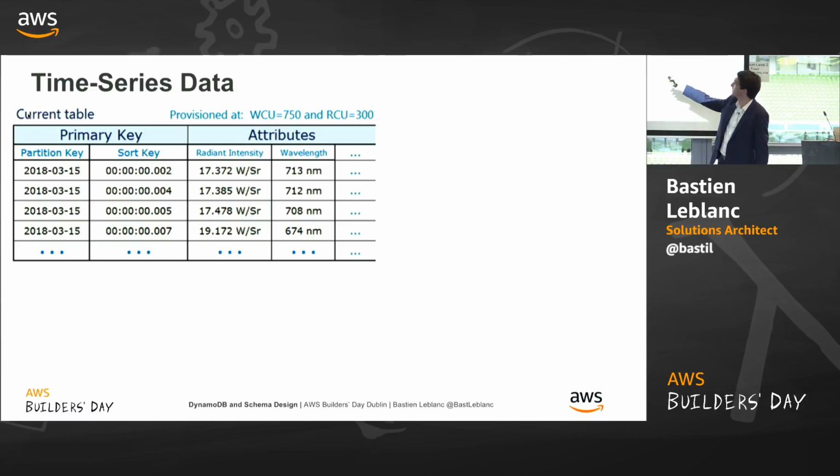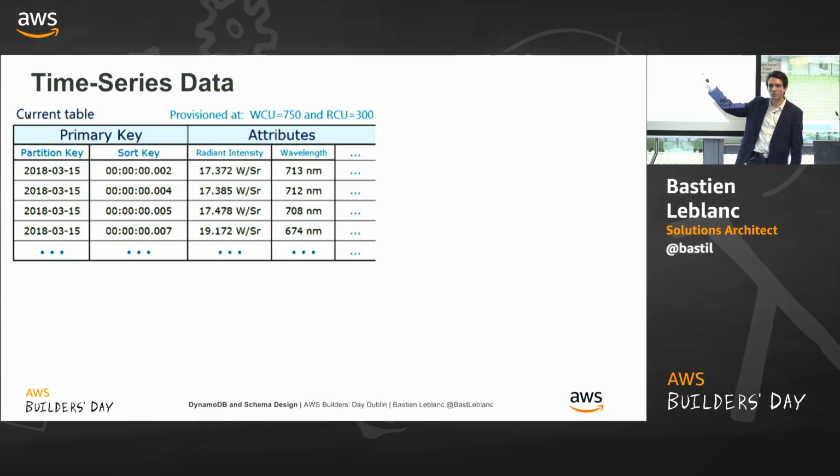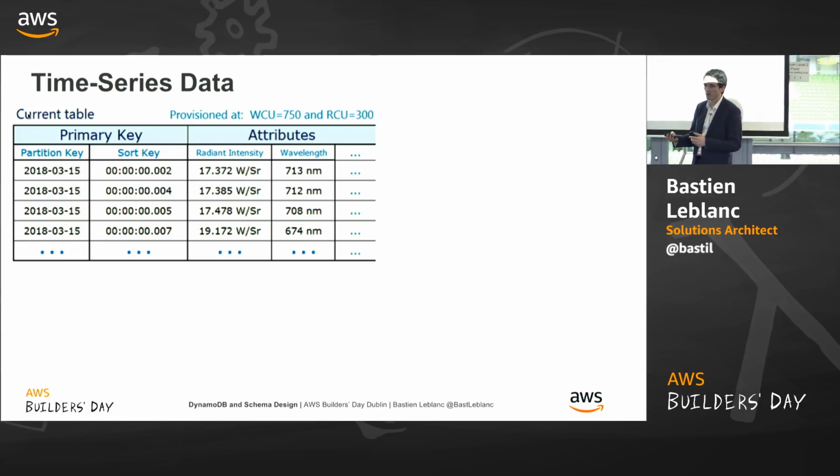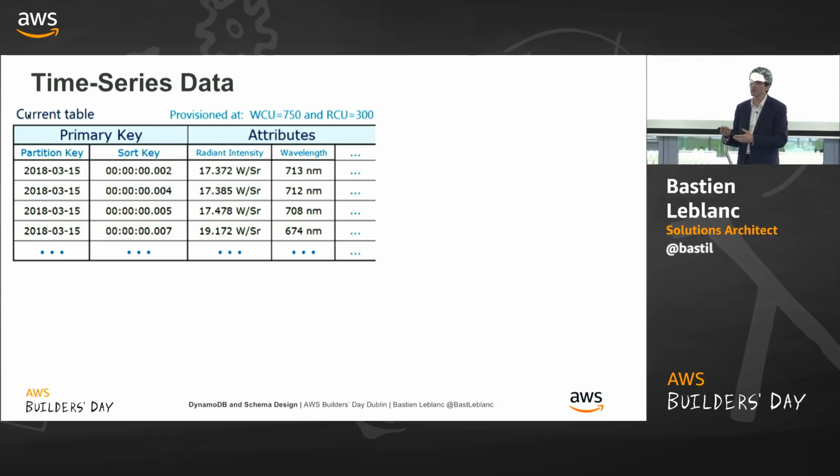And the trick for time series is to store only the current date in one table with a very high write unit and quite high read unit, because your application will probably read a lot and write a lot on the current day. But then when you move to archive, well, you don't need that much capacity.